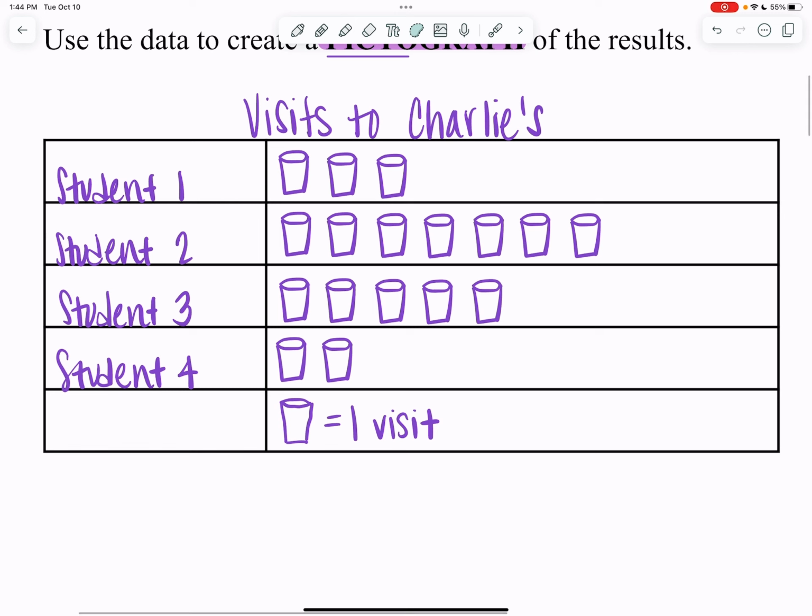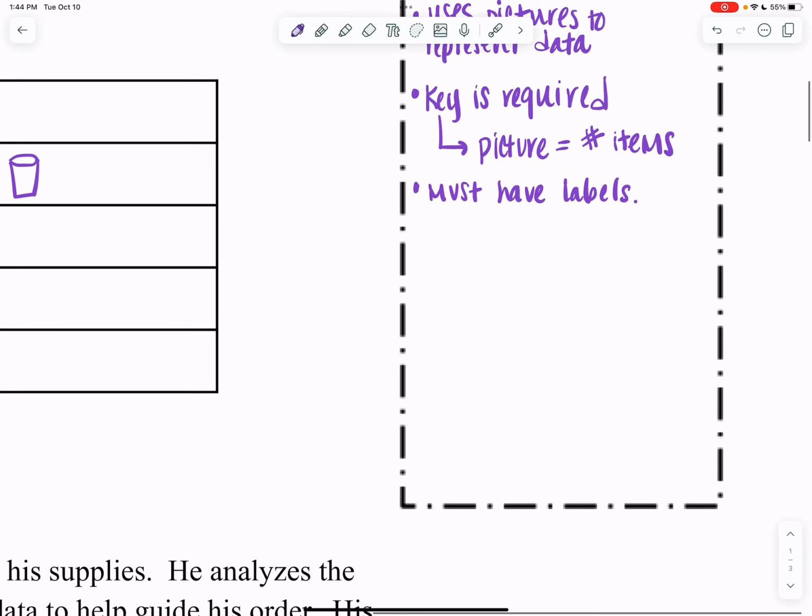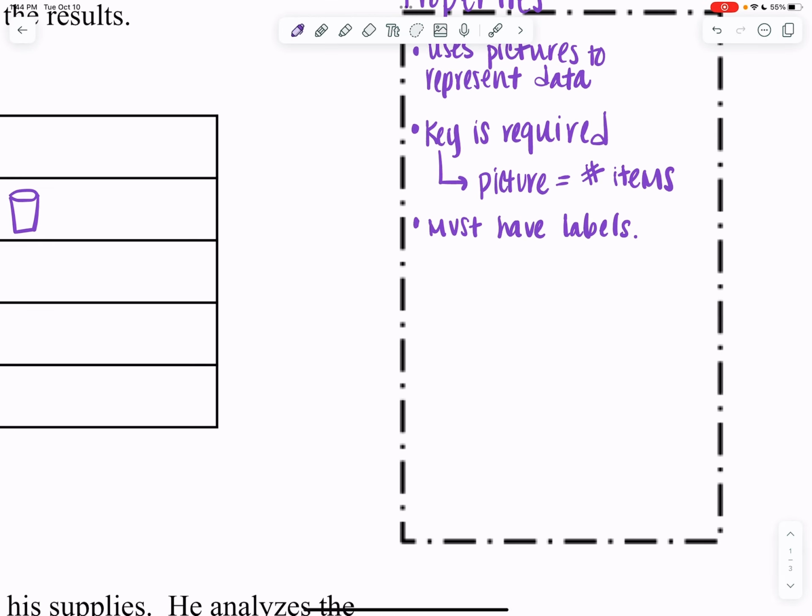That is our pictograph. And one thing that pictographs are really great at doing is letting you see your minimum and your maximum values.